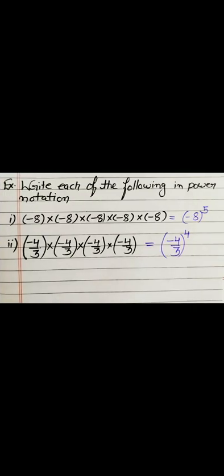In which we have to write each of the following in power notation, or you may say in exponential form. In the first one, this minus 8 is written 5 times. That means its power will be 5. It can be written as minus 8 to the power 5. And in the second one, this minus 4 upon 3 is written 4 times. That means its power will be 4. It can be written as minus 4 upon 3 to the whole power 4.